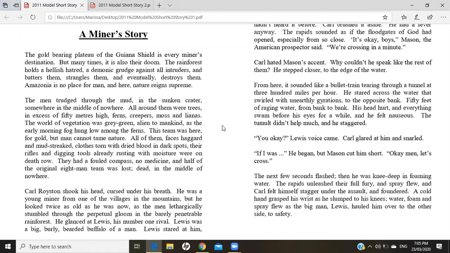So let's see what Nathan wrote. He put a title for his story named "A Miner's Story." Do you all know anything about miners? Do you know who's a miner? Yes. Who's a miner, Sanjay? Somebody under 18 years old. I was not going to say you, Jaden.